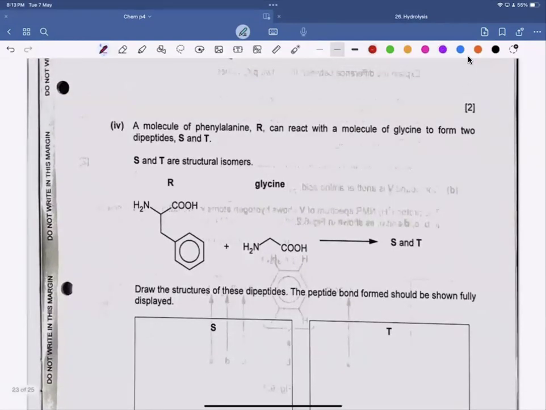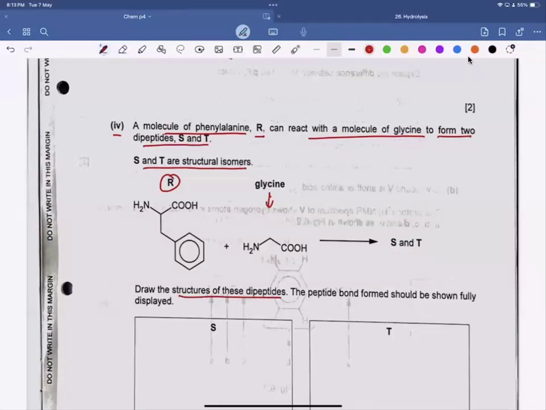Okay. Now B part 4. A molecule of phenylalanine, okay, that is a phenylalanine, reacts with a molecule of glycine. Okay, this is a glycine. To form two dipeptides S and T. S and T are structural isomers. Okay. Draw the structures of these dipeptides. The peptide bonds should be shown fully displayed.